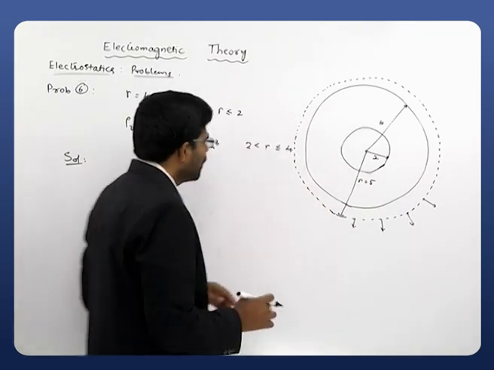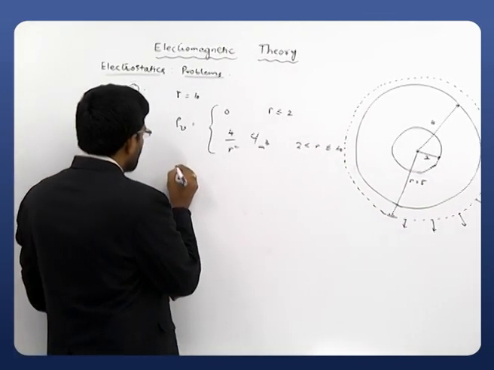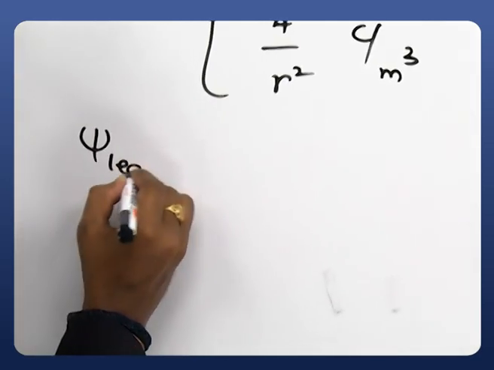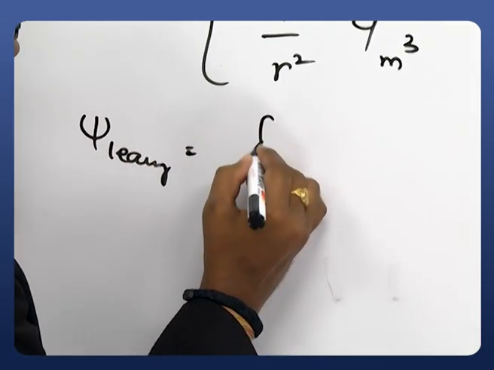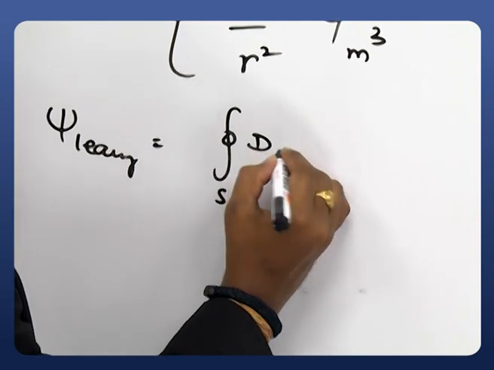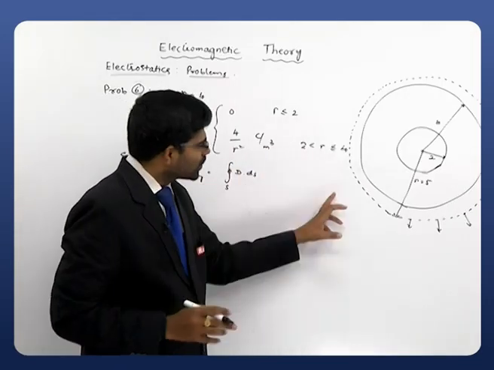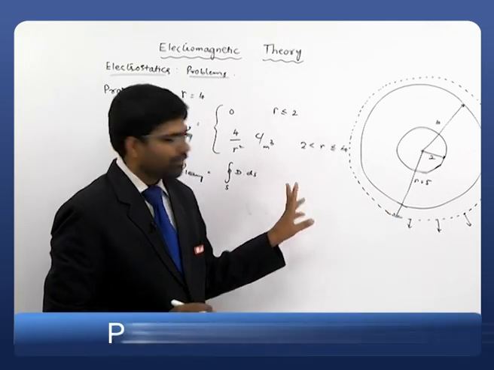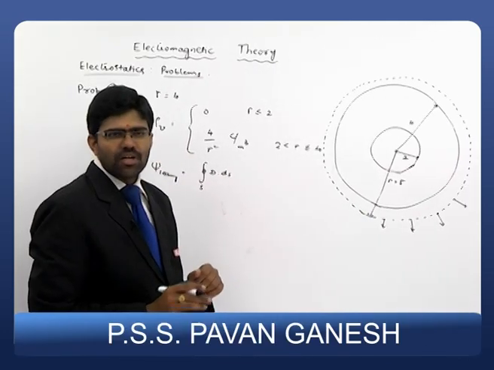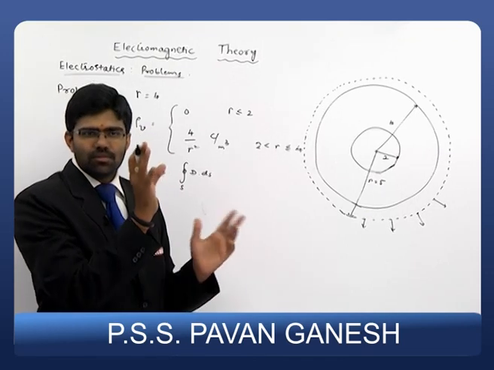Now equate them. How can the total flux leaving through this surface be calculated? The flux leaving is equal to the same formula we have been using, the surface integral of D dot dS. Since it is a closed surface integral of D dot dS, and this D is uniformly distributed, bring it out.